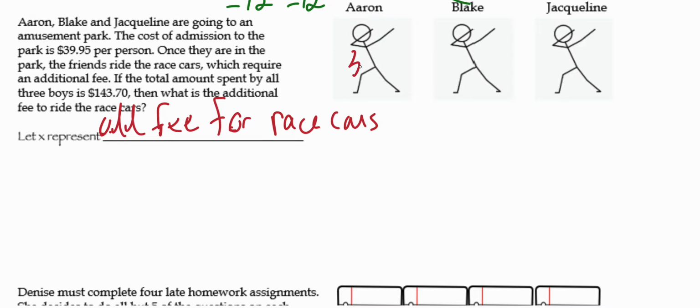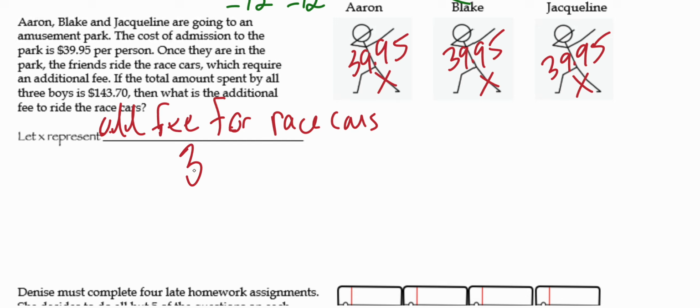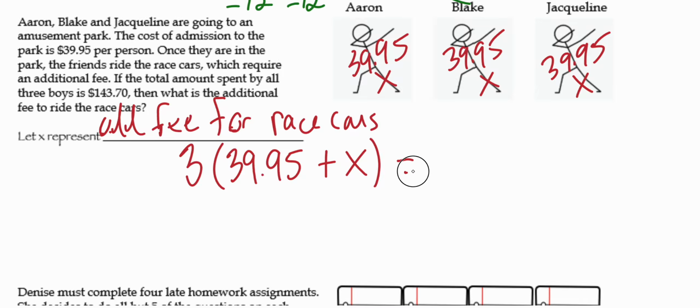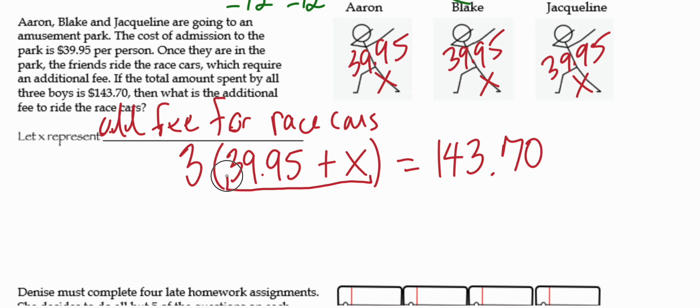Each person owes the same amount. Each person owes $39.95 for admittance to the park, and each person owes X, the additional fee for the race cars. That means that 3 individuals are each paying for both. Could we separate this and write it as 3 times $39.95 and 3 times X? Yeah, we're eventually going to get there. But if we know that one person's entire cost is $39.95 plus X, and there are 3 individuals going, the distributive property allows us to write that all in one step.